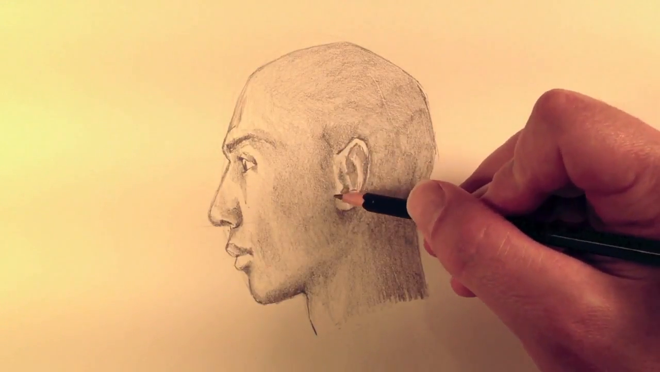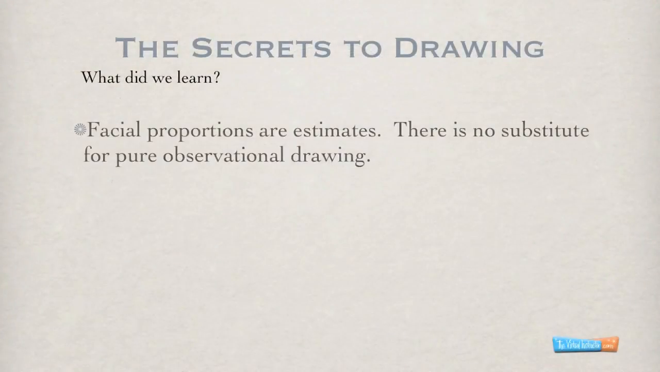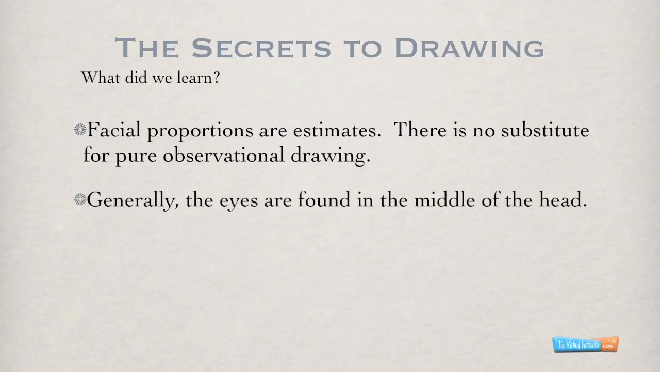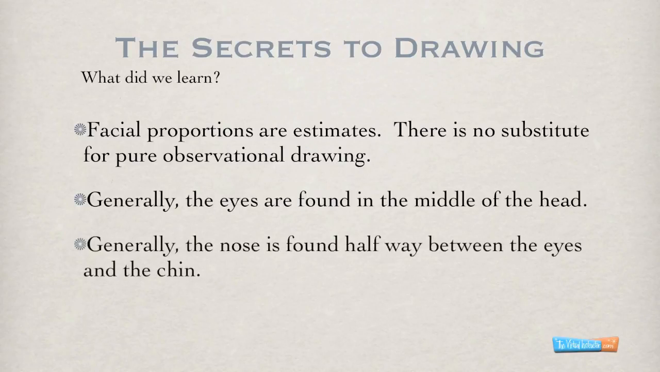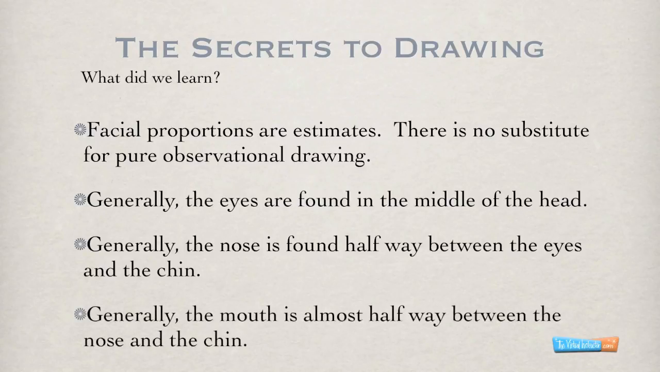So what do we learn in this video? Well, first and foremost, we learn that facial proportions are merely estimates. There is no substitute for pure observational drawing. Keeping that in mind, we also learned that generally the eyes are found in the middle of the head. We also learned that generally speaking, the nose is found halfway between the eyes and the bottom of the chin.